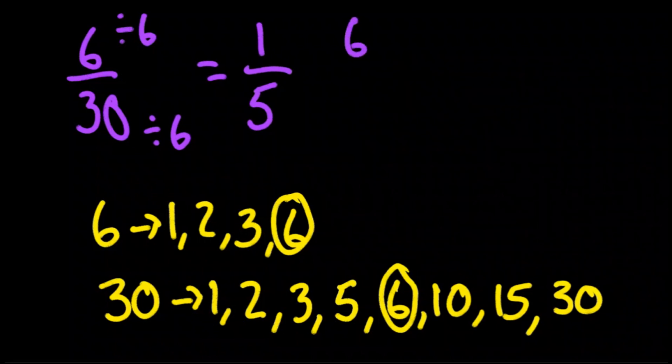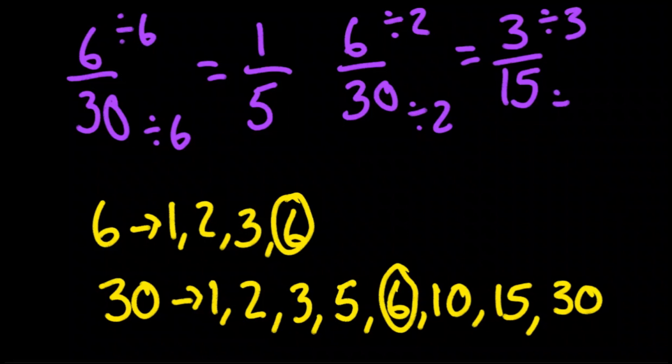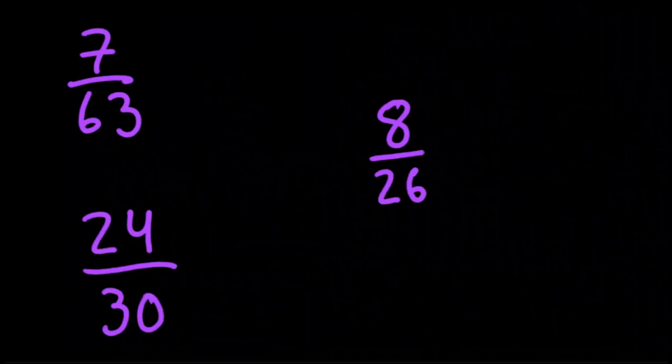Now let's try simplifying this using the other method. So we can recognize that both of these numbers are even and divide by 2, which gives us 3 over 15. Both of these numbers are divisible by 3. So we can divide by 3, top and the bottom, which gives us 1 over 5. And that is our simplified answer. Now pause the video and try simplifying these 3 fractions.